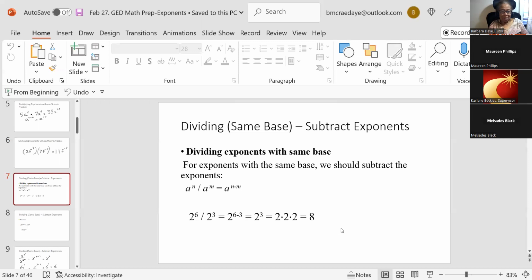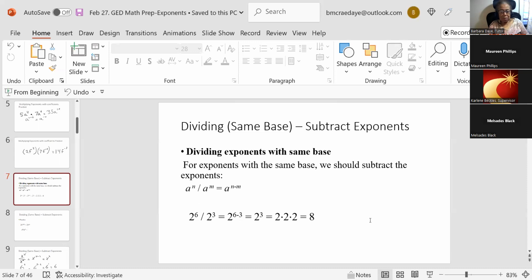You said dividing exponents with the same base. Same base, the base here is 2, right? Yeah. Subtract the powers. So it's just 2 to the 6, the exponent in the numerator, minus the exponent in the denominator. 6 minus 3 is 3, so 2 to the third, and 2 to the third means 2 by itself 3 times. 2 times 2 times 2 equals 8. Is that clear?